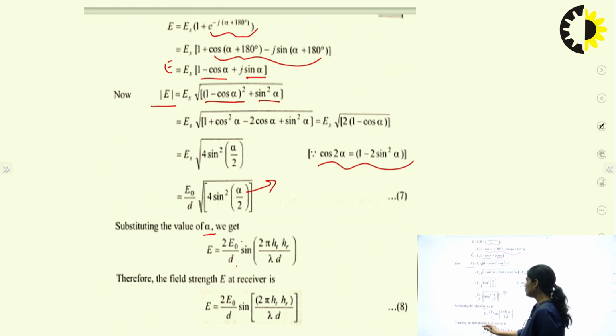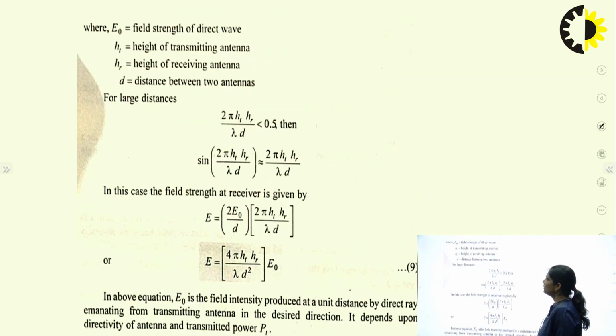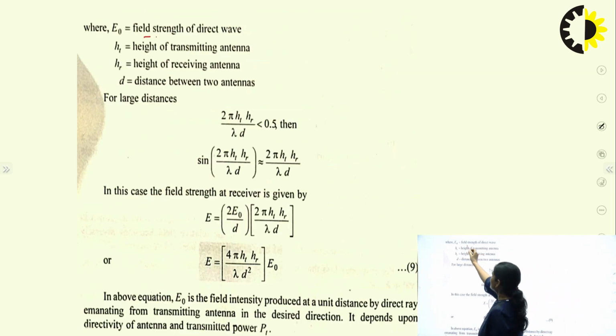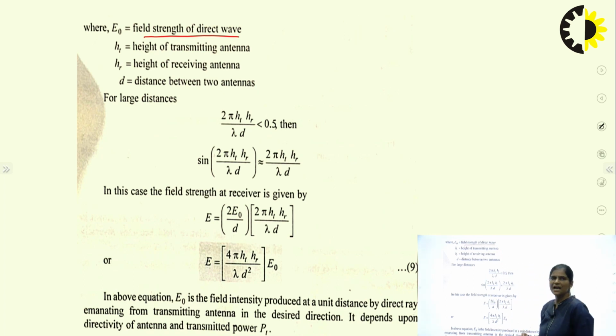Now therefore the field strength E at the receiver is equal to 2 E0 upon D sin (2 pi HT HR upon lambda D). Now here E0 is the field strength of the direct wave. HT is the height of the transmitting antenna, HR is the height of the receiving antenna, and D is the distance between these two antennas, transmitter and receiver.